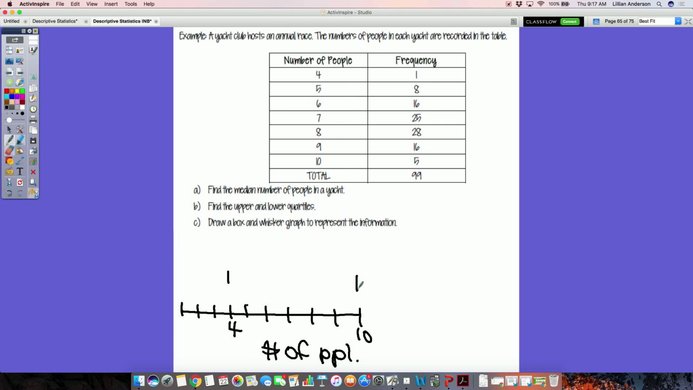Now I need my box. What was my lower quartile? It was 6. What was my median? 7. What was my upper quartile? 8. And these create my box. Last thing I need to do is connect the whiskers with the box, and then there is my box and whisker plot.